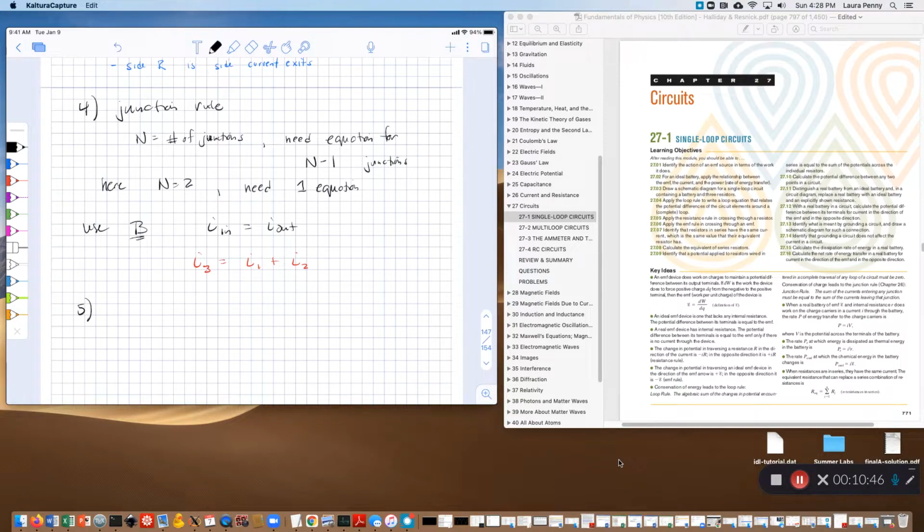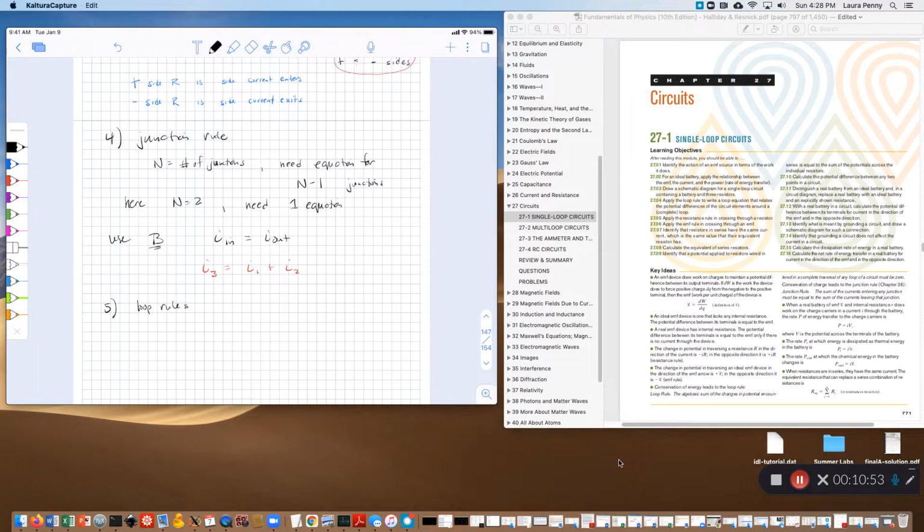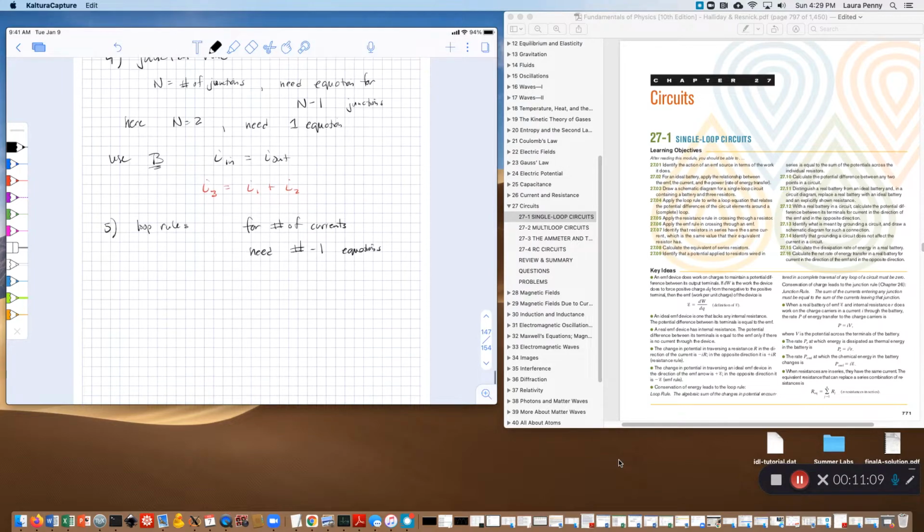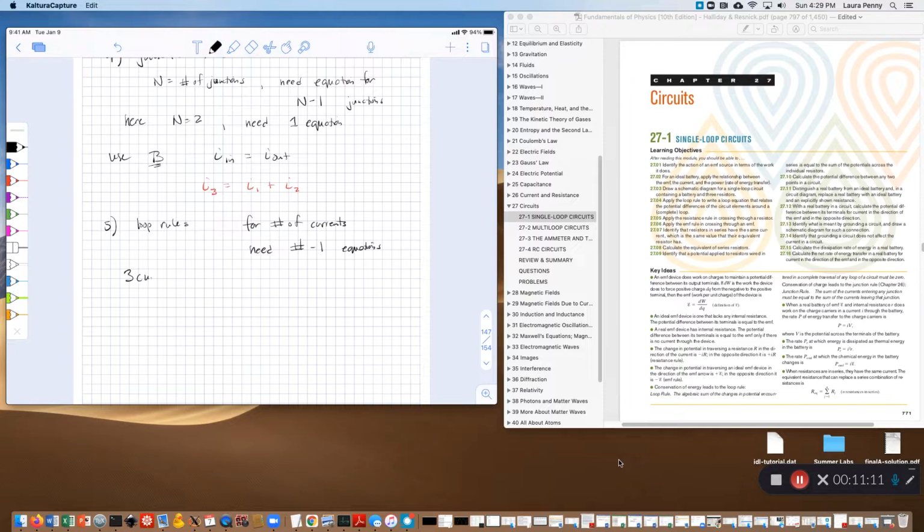Number 5, now I do the loop rule. Loop rules, I need 2 equations here. So the number of currents, so I'm going to need that number, again, minus 1 equation. So here I have 3 currents, so I need 2 equations, or 2 loops.